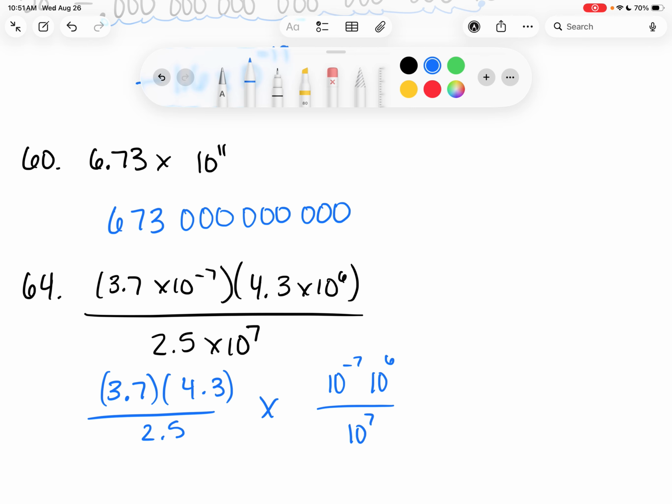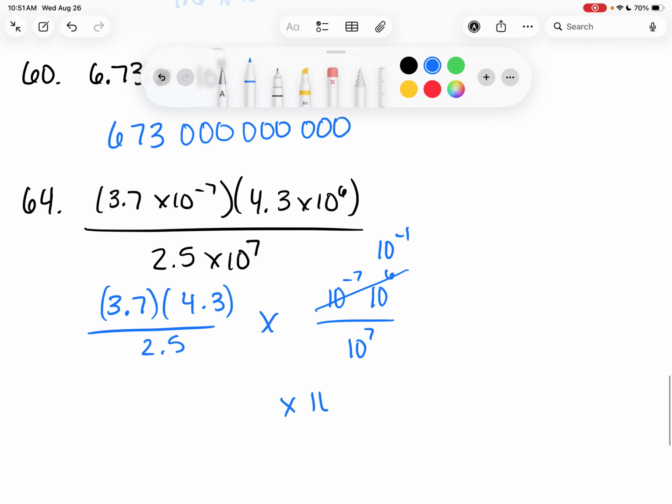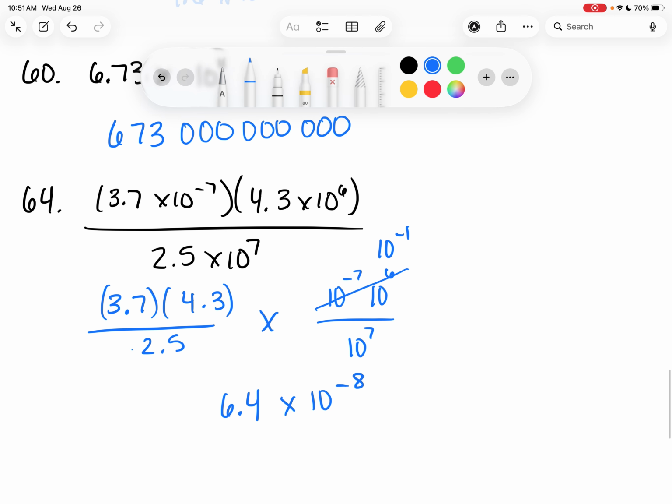Scientific notation is our only time where I can have a negative exponent and it be okay. So I'm going to add these up here, so that's going to be 10 to the negative 1. Cross this out and rewrite that. Then I'm going to subtract the 7, so this is going to be times 10 to the negative 8. Then over here, I need to multiply this. I would just grab a calculator at this point. For the sake of time, it's going to be 6.4 rounded. And that's going to be the answer.